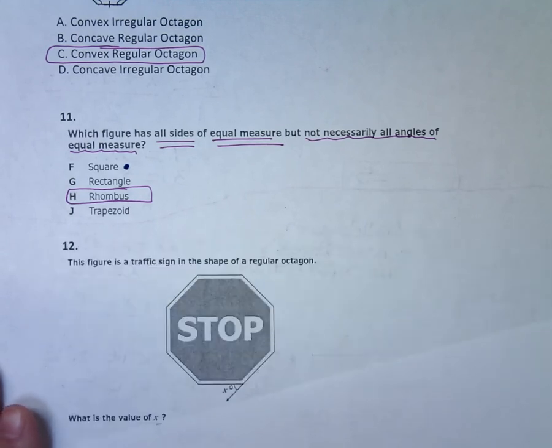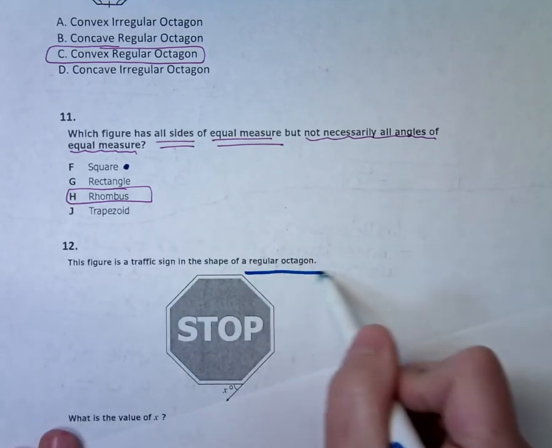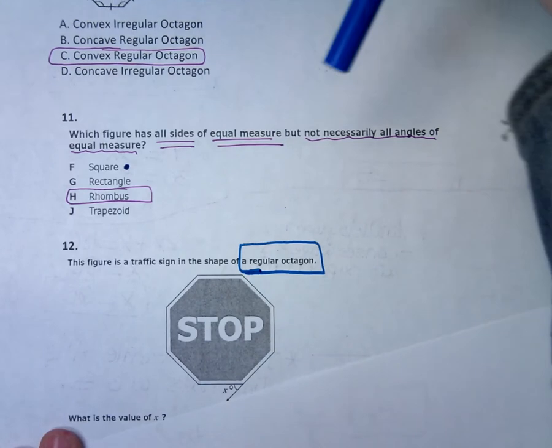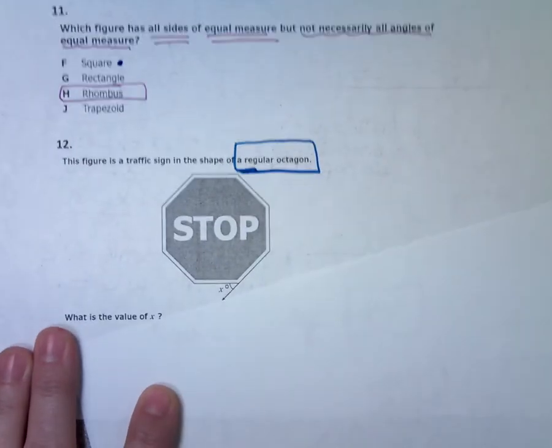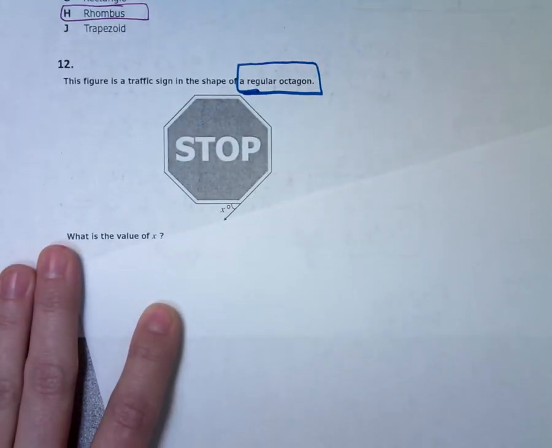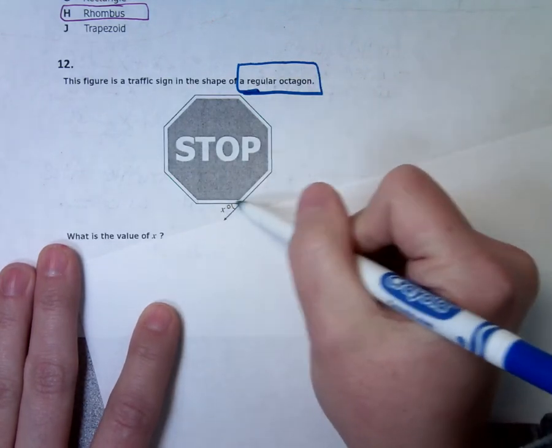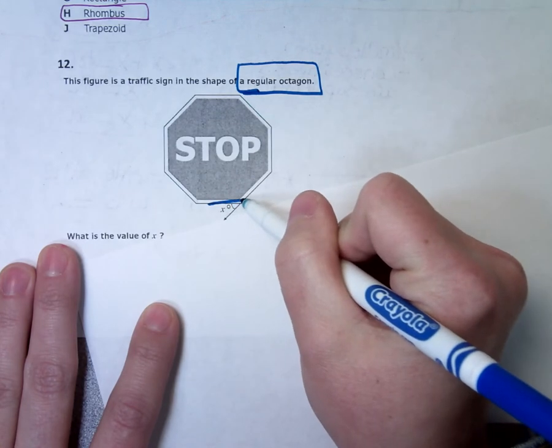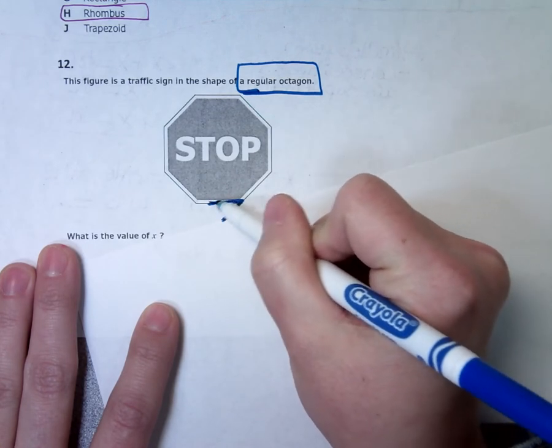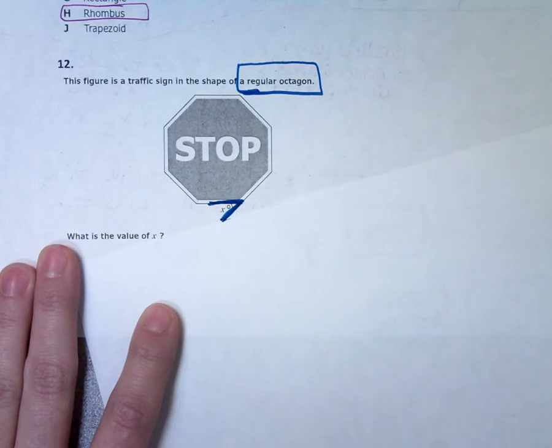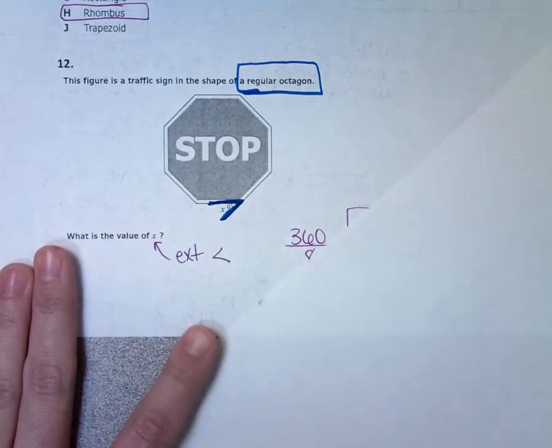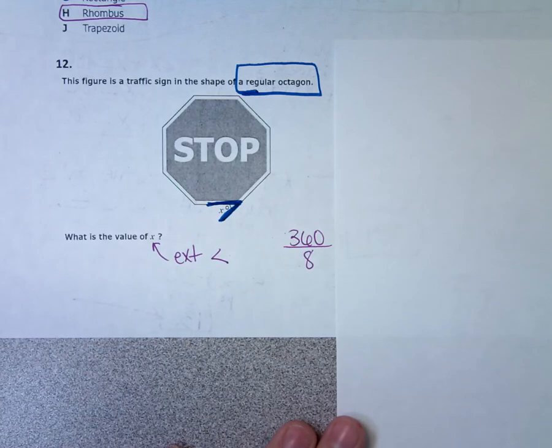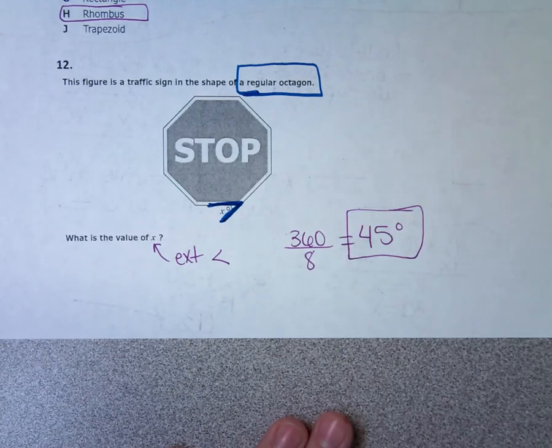Okay, number 12. This is a regular octagon, so I know all the exterior angles will be the same as one another, and all the interior angles will be the same as one another. So is angle X here interior or exterior? Angle X is exterior, so since it's an exterior angle, and I am interested in just that one, I can take 360 divided by however many sides the shape has, and since the octagon has 8 sides, I can divide by 8, and I get 45.